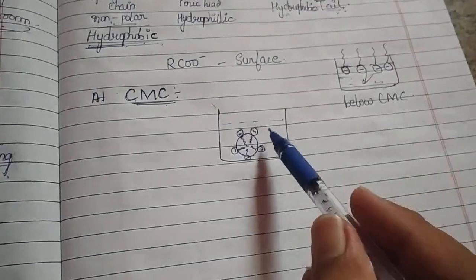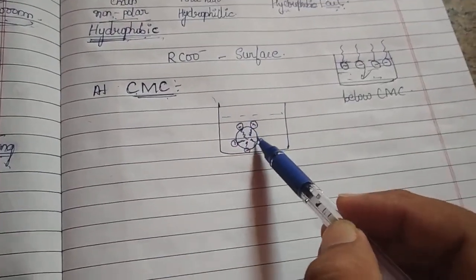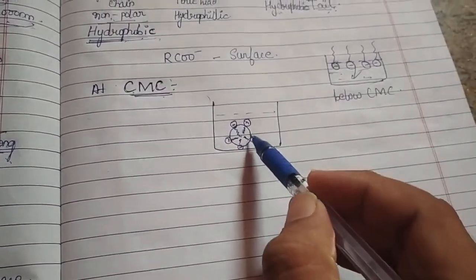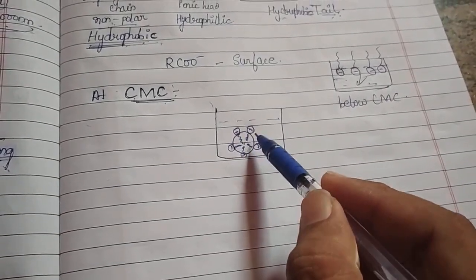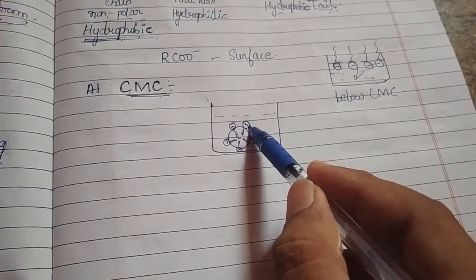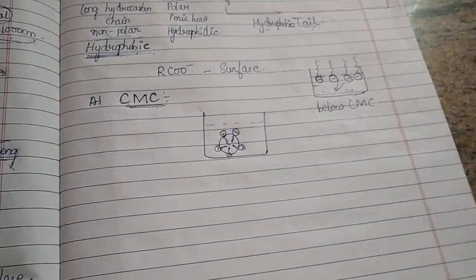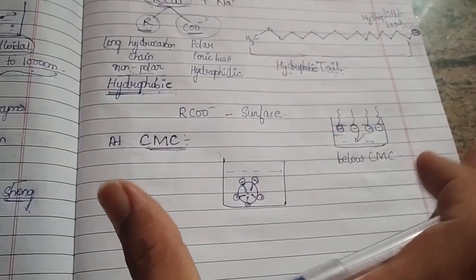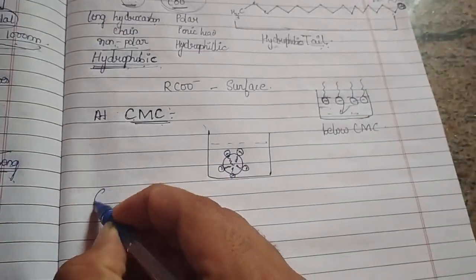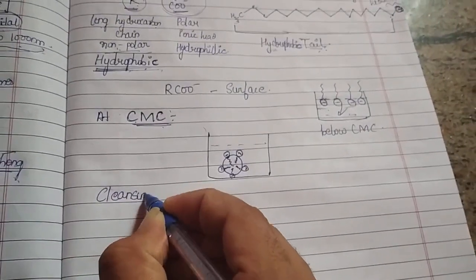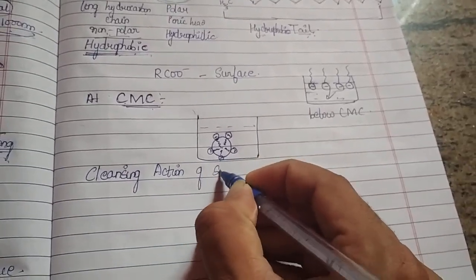An aggregate thus formed is called what? An ionic micelle. Remember, each micelle can contain about 100 ions. At minimum, a micelle can have 1, 2, 3, like this, 100 ions present. Is that okay? So this is the formation of your micelle. Now taking this mechanism, we are going to understand what? The cleansing action of soap.